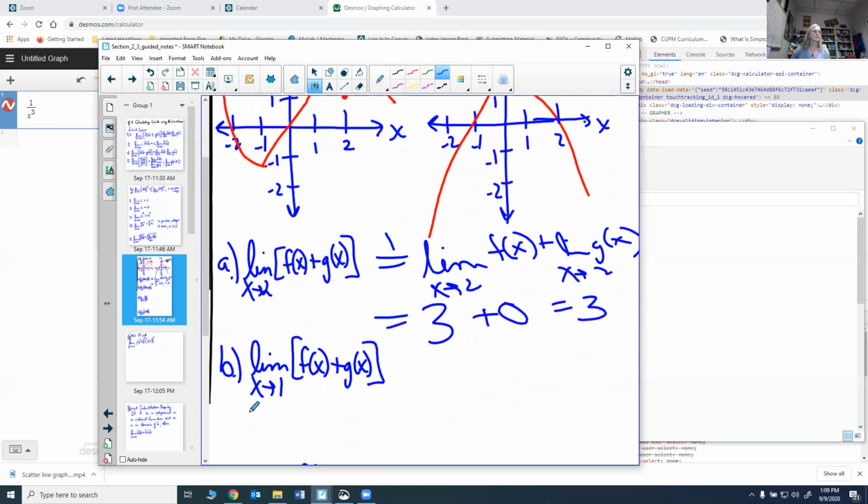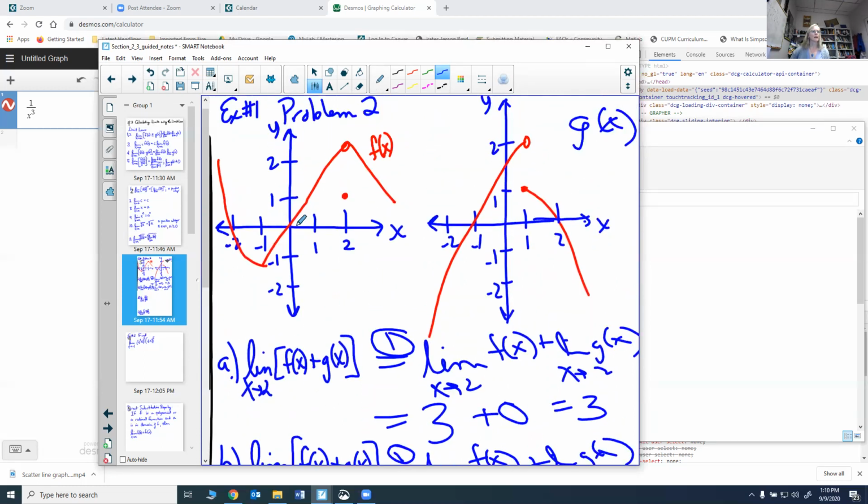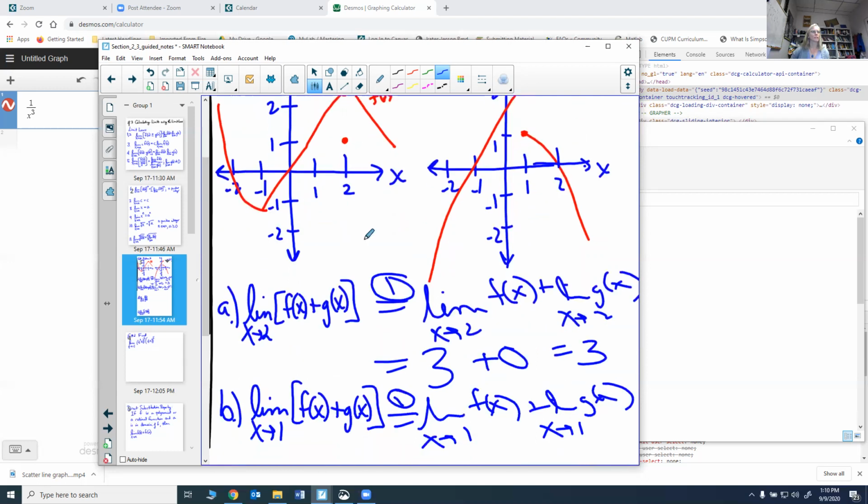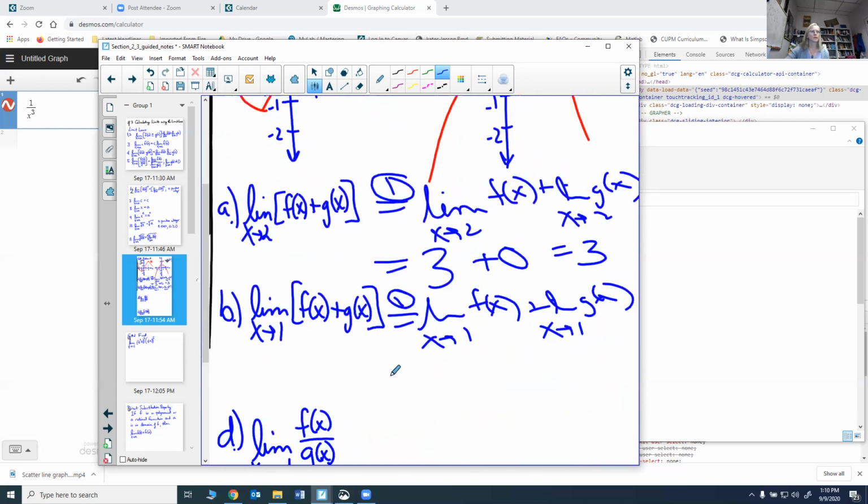Now let's do the same thing with the limit as x goes to 1. Again, I'm still going to use limit law 1, so I put a little 1 there just to remind me that I used that limit law. So the limit as x goes to 1 of f of x plus the limit as x goes to 1 of g of x. Up here, as I'm heading towards 1 on my f of x, it looks like I'm heading towards the number 1. So this is 1.